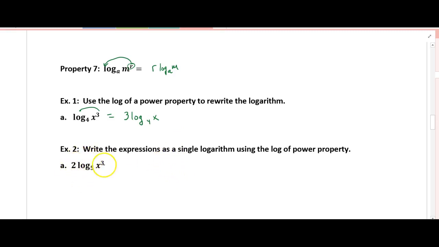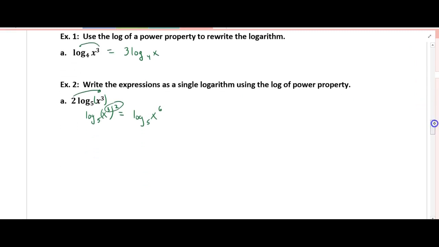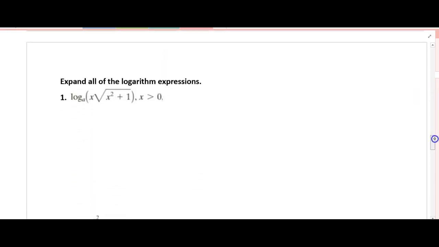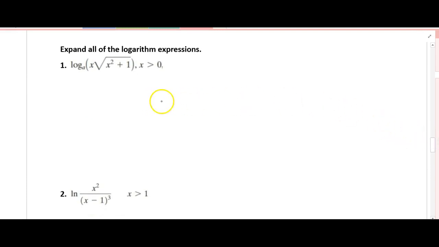If I wanted to write this as a single logarithm, now I'm going to keep it as a log. I'm not breaking it up. It'd be log base 5 of x to the third, but I have to bring this exponent up and raise that to the second. Well, what do I do with the exponents when I raise a power to a power? I multiply, and it'd be x to the sixth. Okay, so those are the 7 important properties that you guys have to recognize.